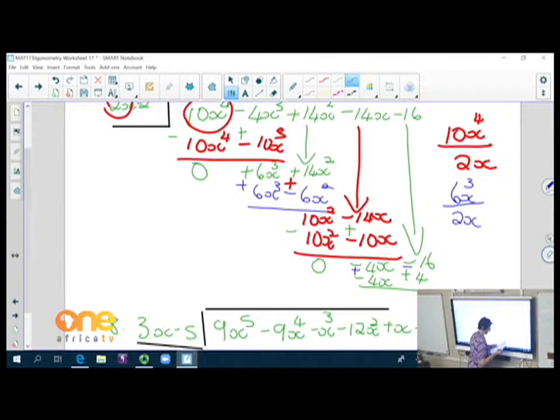Number 7. Oh, here is a mistake somewhere.